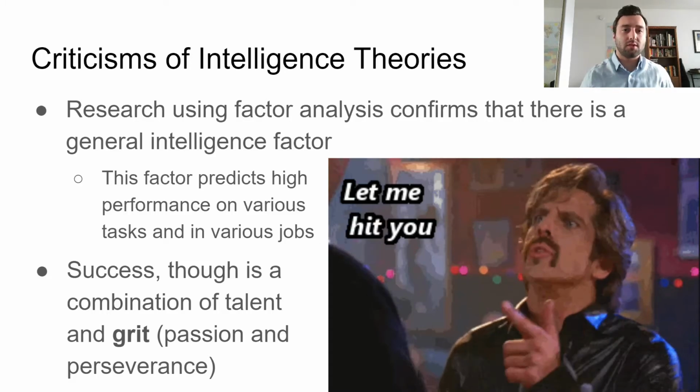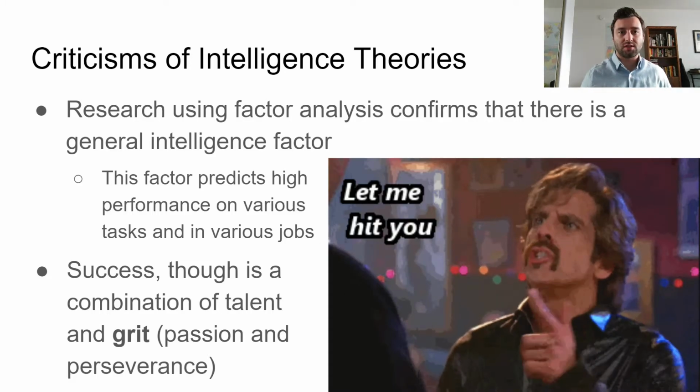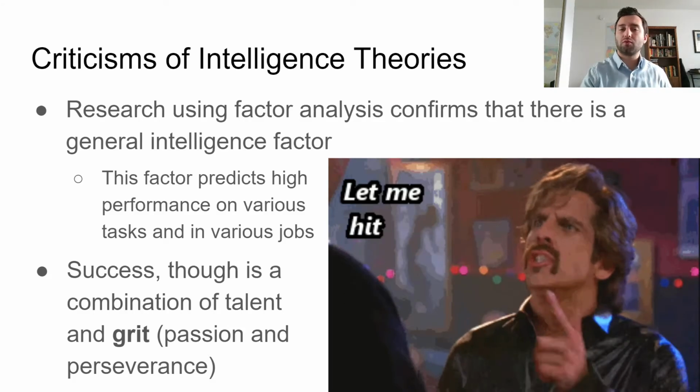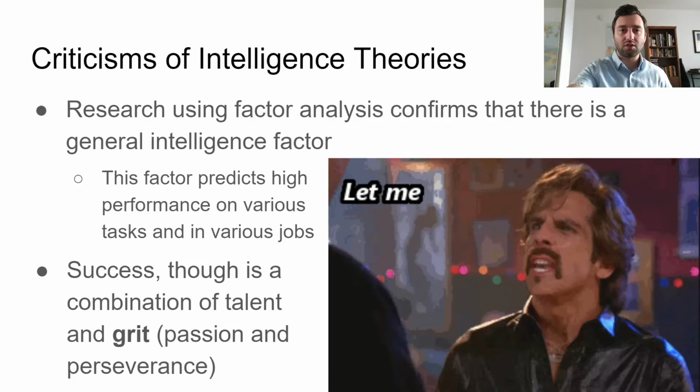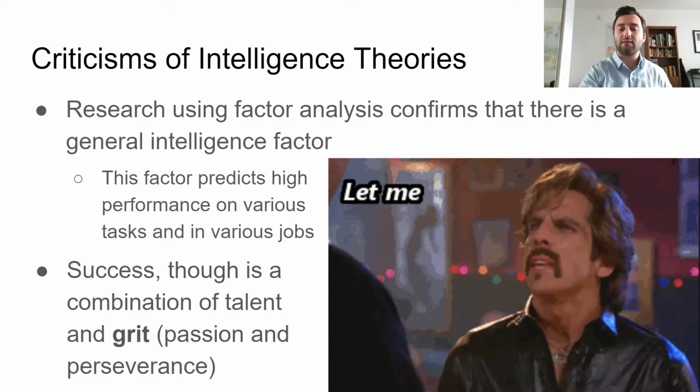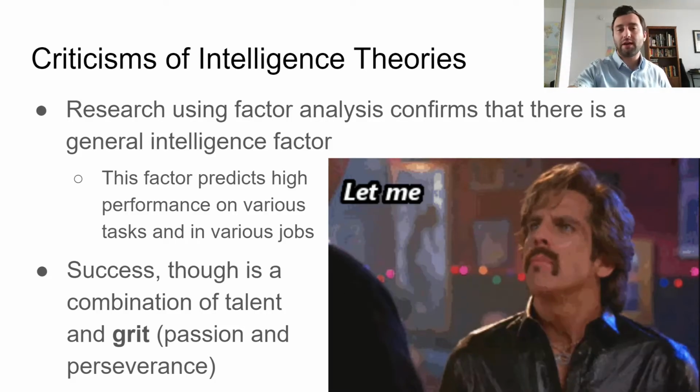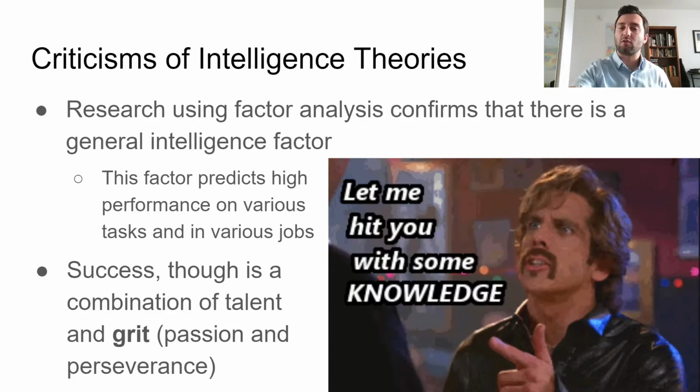So let's talk about some of the criticisms of different intelligence theories. So one thing we do know is that when we do research using factor analysis, this is what I mentioned before, we know that there is at least some level of general intelligence factor, right? We do see that if I took a whole bunch of people and gave them all a bunch of different types of intelligence tests, what I would basically see is that people that are scoring high in one area are going to generally score high in a variety of areas.